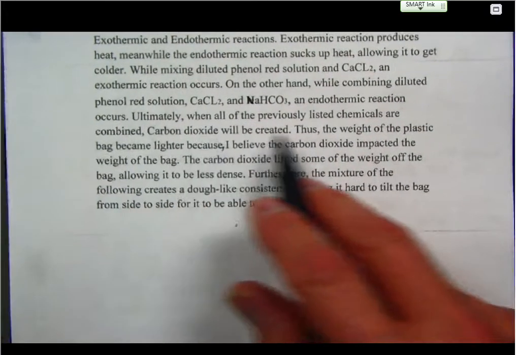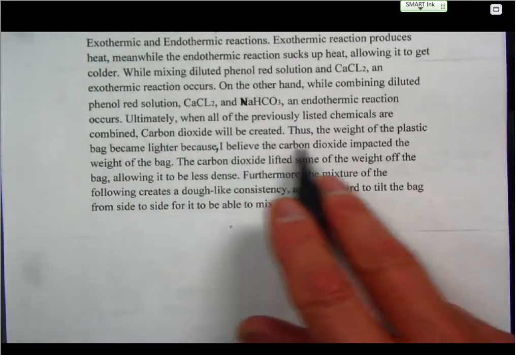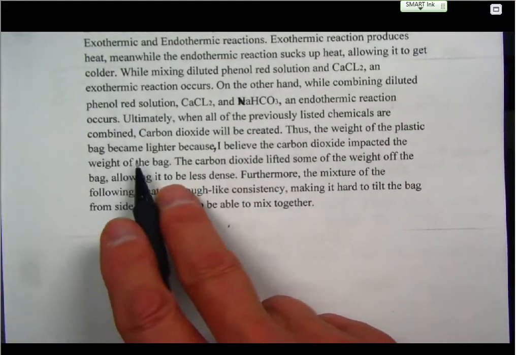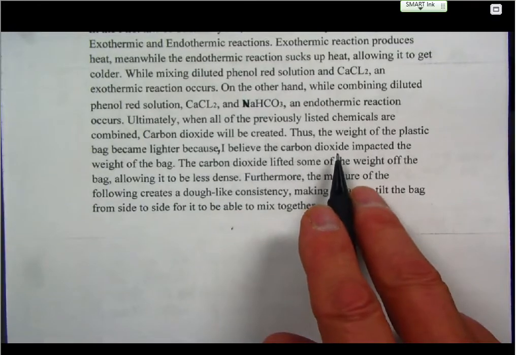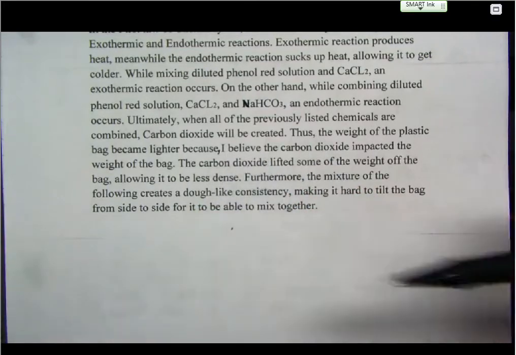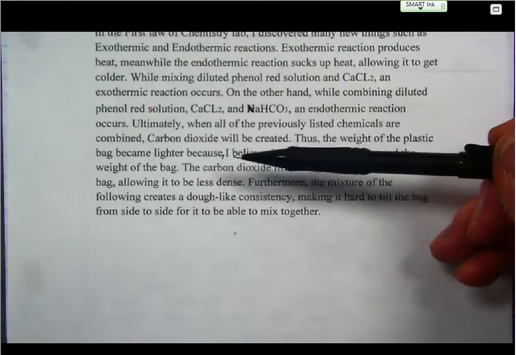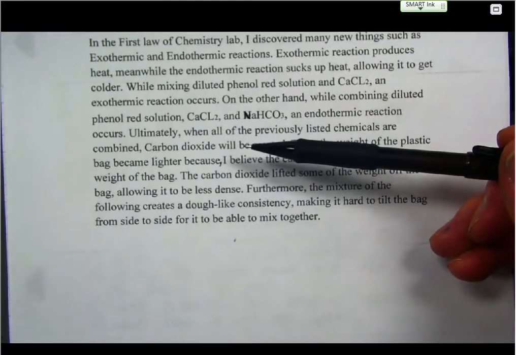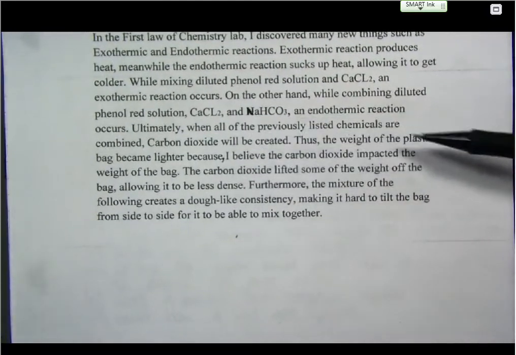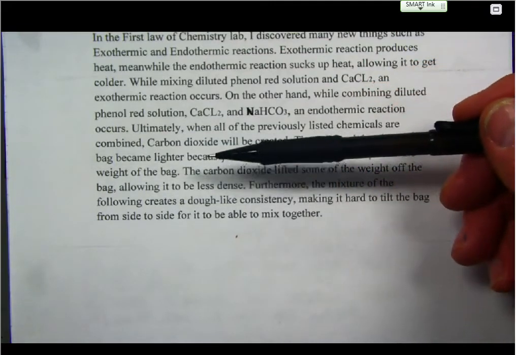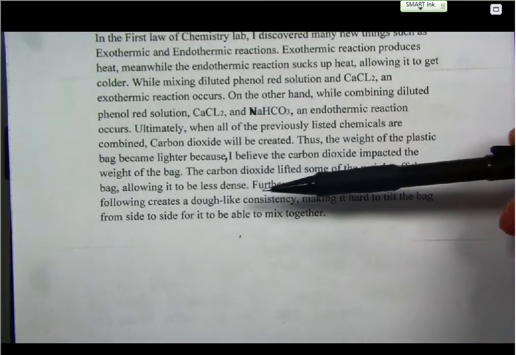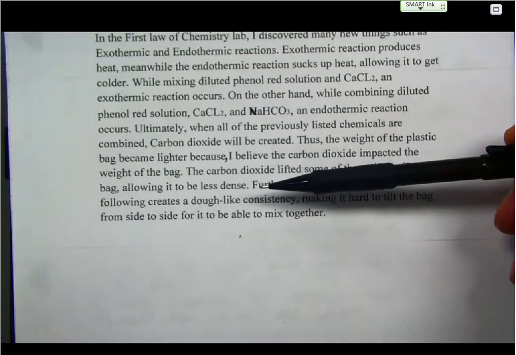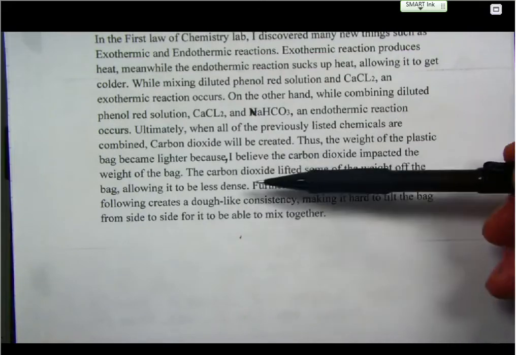Okay. Ultimately, when all previously listed chemicals combined, plastic bag became lighter because I believe, this is critical. This is the most important conclusion. How do you explain the weight loss? Okay. I believe the carbon dioxide impacted the weight of the bag. Carbon dioxide lifted some of the weight off the bag, allowing it to be less dense.